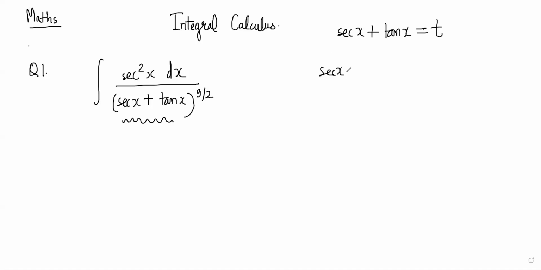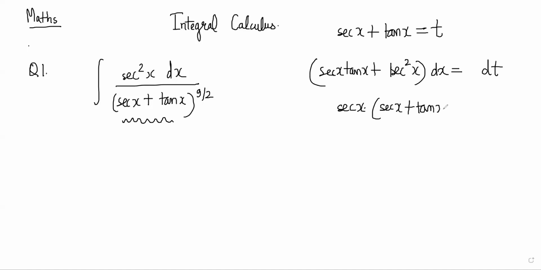Then you'll get sec x tan x plus sec square x is equal to dt. If you pull out sec x, this is what you're getting. You are getting sec x dx is equal to dt by t, right? Yeah.